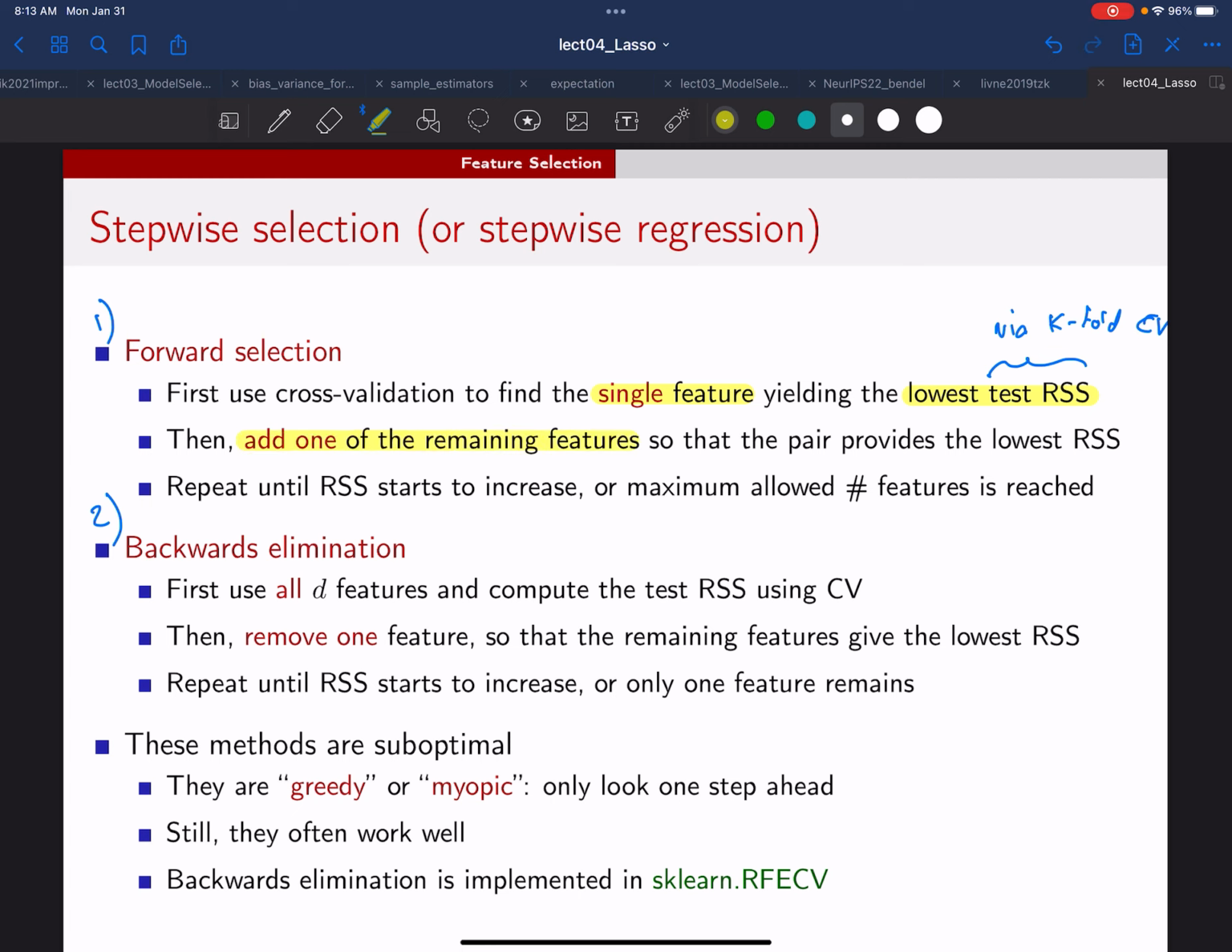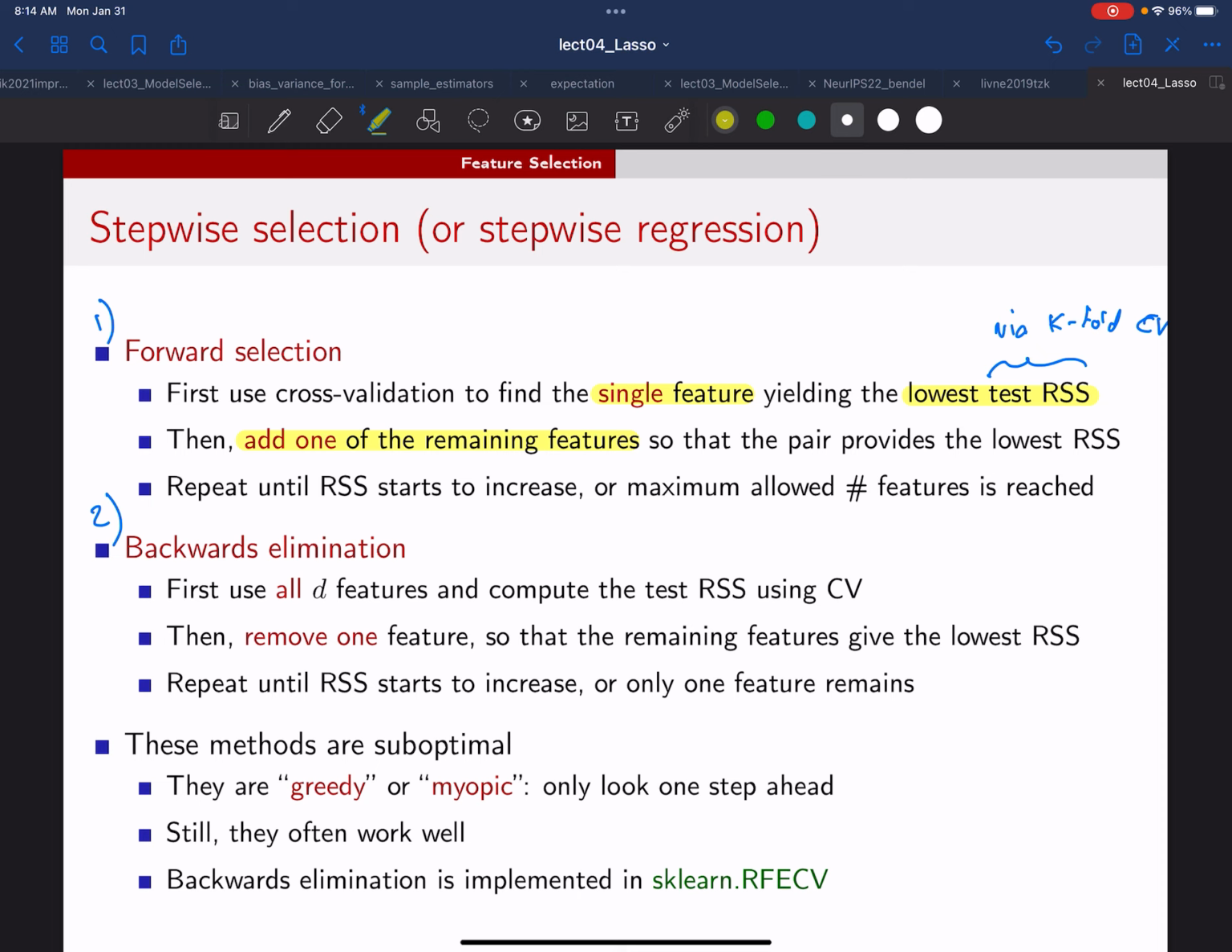So now we found our favorite two features. Now we go for the features that are still remaining, and we find which is the best of those to add to those first two features to get our favorite three features. And so on and so on. When you start doing this, you should see that the test RSS will decrease. You use one feature, then with the second feature it should do better. With the third feature, maybe it does better.